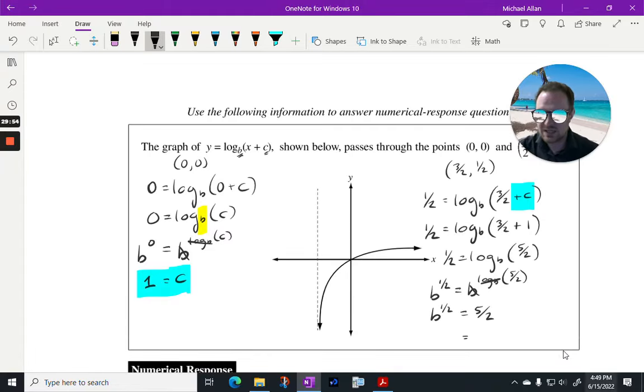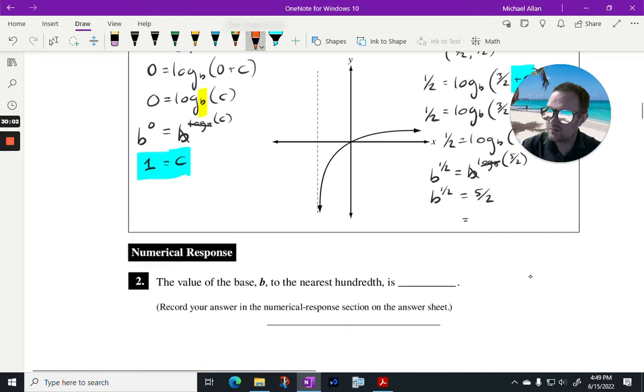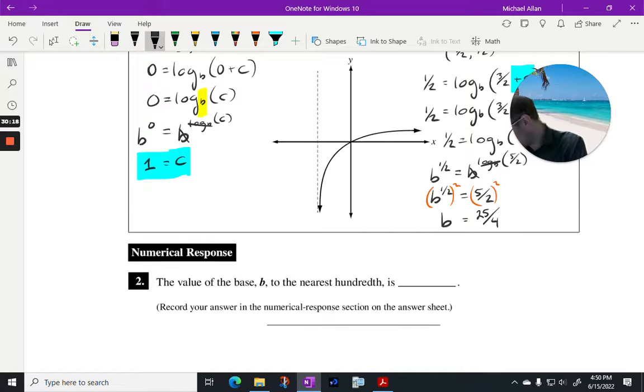And now we just have to try to get rid of the b to the half. So you could take a half root if you wanted to. You could also just square both sides. That's essentially what a half root does, because if you square both sides, the power to the power rule says that turns to b to the 1. And then this squares out to be 25 over 4. So what was that? 25 over 4, 6.25 fits really nicely into our 4 boxes there.